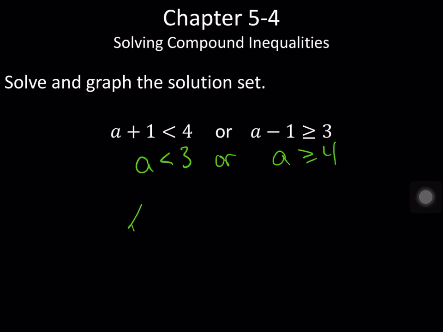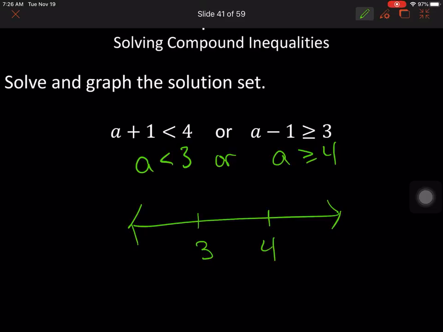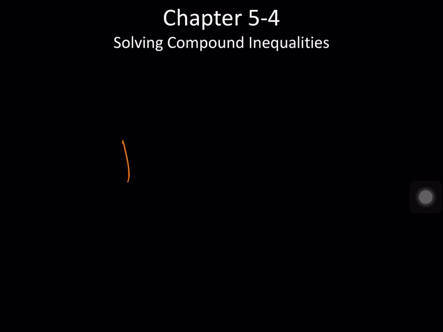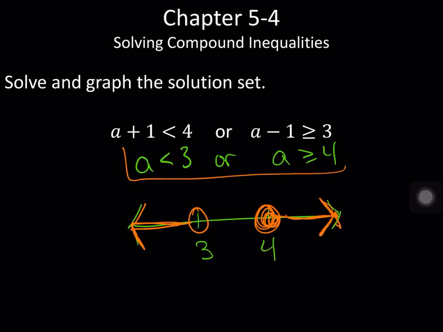So here's my number line. Here is 3. Here is 4. Make sure they're in the right spot on your number line. And here we go. If I'm less than 3, then I shade this way. If I'm greater than or equal to 4, I shade this way. And then this is my answer. That's my answer, and this is my number line, my shading.